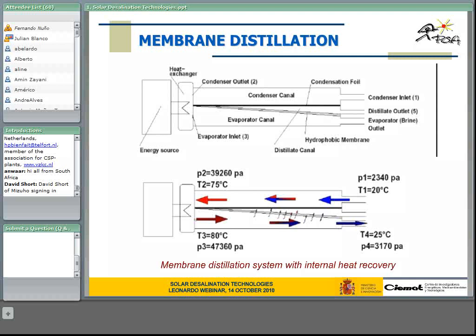Part of the vapor in equilibrium with the liquid is passing through this membrane, and then we condense it.